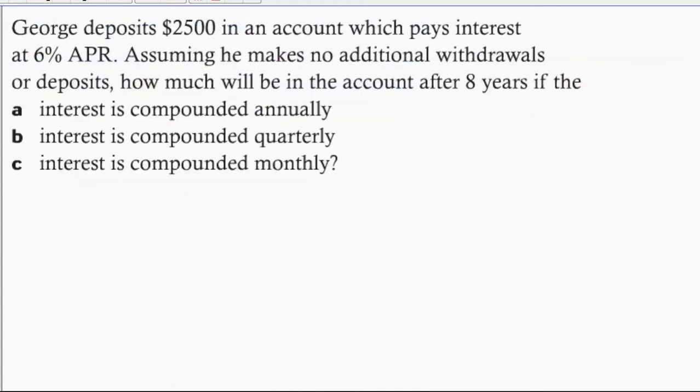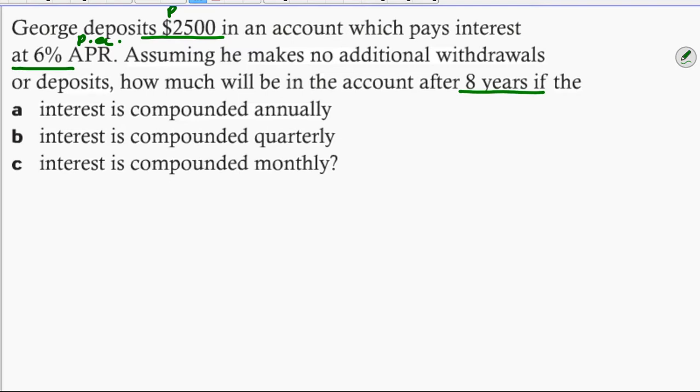Here is another example. George deposits 2,500 in an account which pays interest at 6% per annum. That's the amount deposited, so that's our P. Assuming he makes no additional withdrawals or deposits, how much money will be there after 8 years?